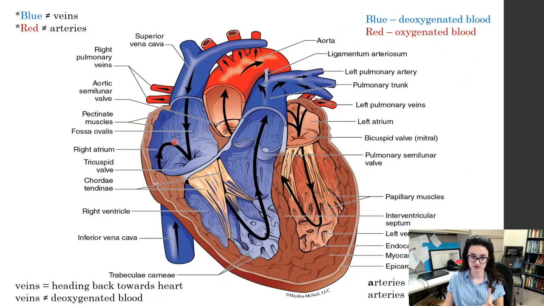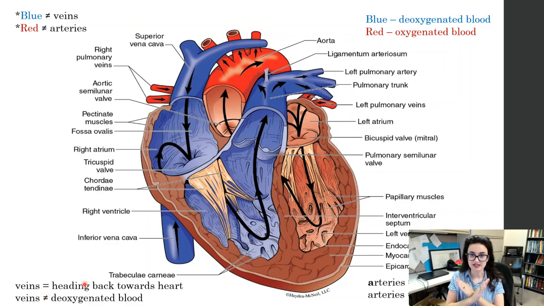How did we get to the right atrium? Well, actually, the inferior vena cava and superior vena cava, huge, largest veins in your body, bringing blood back to the heart. Now, this I want to draw your attention to. Veins always, without exception, head back towards the heart. They're draining something. They're bringing it back to the heart.